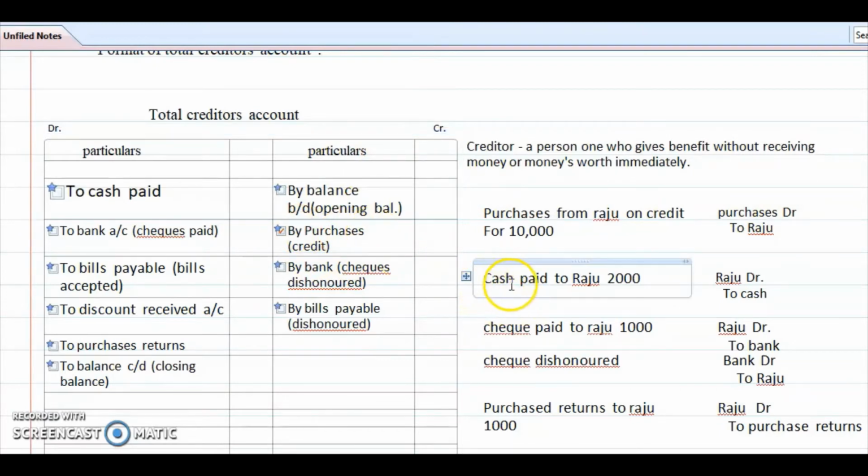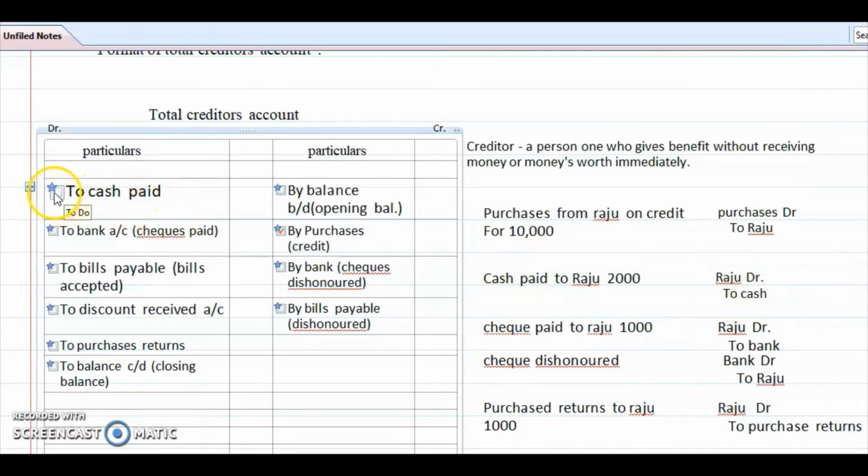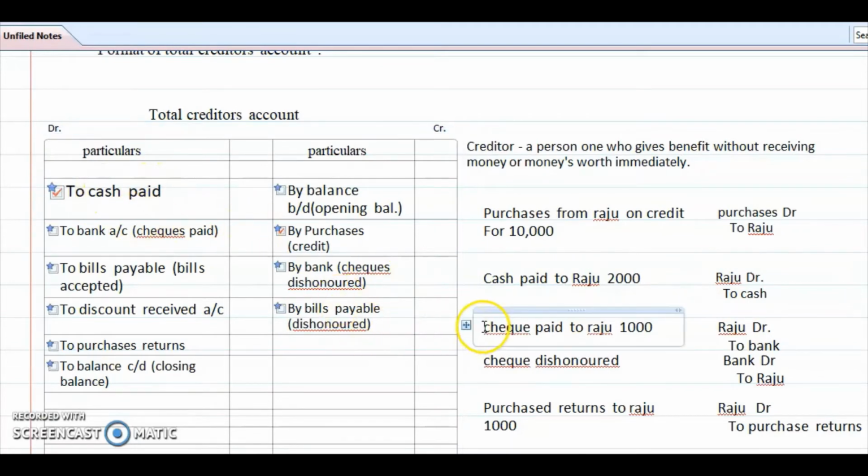Come to the next one. Cash paid to Raju. We purchased on credit, and now we are paying cash of 2000 rupees to Raju. How will you write the entry? Raju account debit to cash. Here Raju is a creditor. The other account is cash, which is on the credit side, so we write it on the debit side of the creditor's account: to cash paid 2000. You already studied all this, I am just recapping posting, journal and everything. Next, what is given? Cheque paid to Raju.